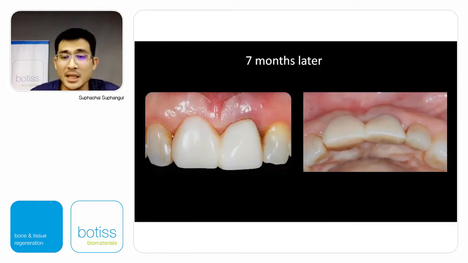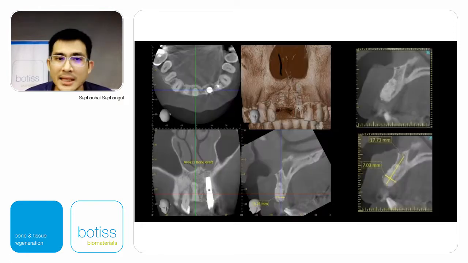Because of the healing time of Cerabone, the xenograft, in this case we waited 7 months to make sure the bone graft completely integrated with the patient's bone. I did the cone beam CT again to check the thickness of the bone. You can see this outline. The xenograft worked very well. It kept the volume of the socket and kept the space for the implant placement.